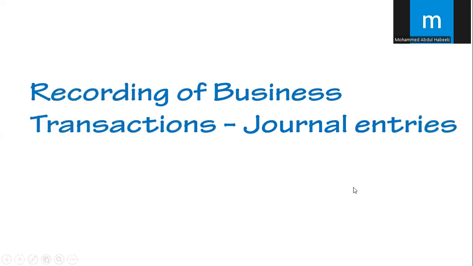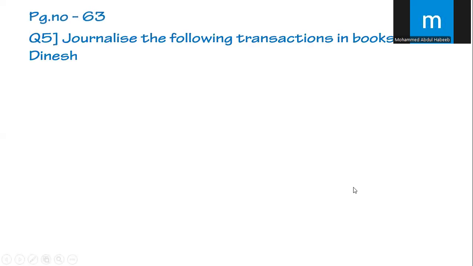In this video, we'll be discussing the chapter recording of business transactions, journal entries. Let us have a problem for this. Here is the problem, page number 63, question number 5. Journalize the following transactions in books of Dinesh. The transactions are given for the year 2019, for the month of April, and the first transaction is given on April 1. The transaction is given as Dinesh started business with cash, rupees 50,000.